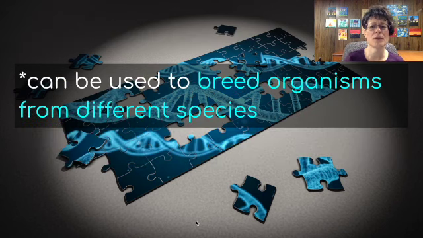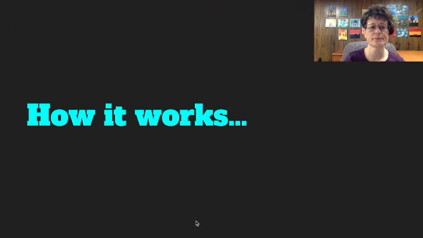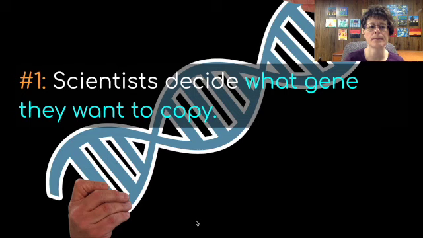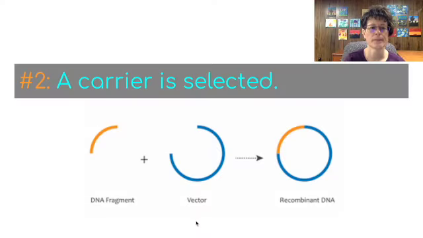And this can be used to, in a sense, breed organisms from different species. When there are characteristics that we want from organisms from different species, we can then put those characteristics in. One such example is we actually use bacteria to produce insulin for us for diabetics. So, how do we do things like make insulin? The first thing is scientists decide what gene they want to copy. For instance, the gene that produces insulin.